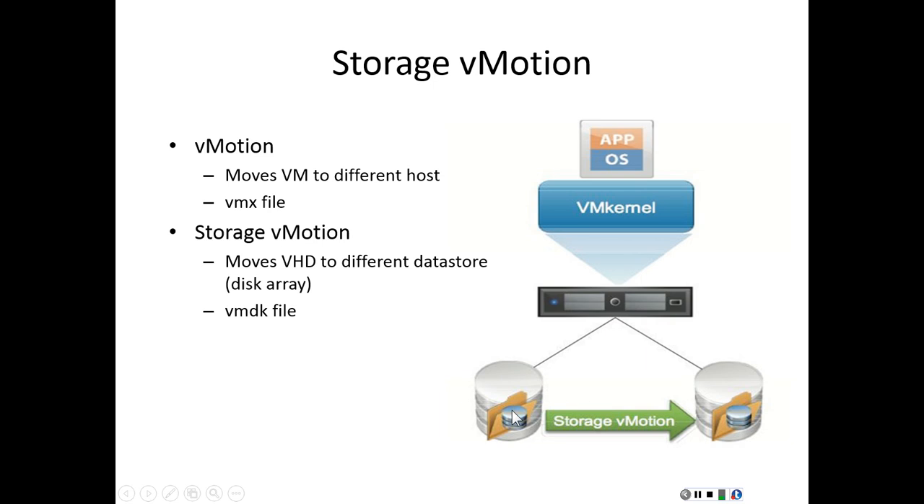Why would we want to do that? Well, perhaps we are doing maintenance on this disk array, and we want to have the virtual machine continue to be available to the users, so then we will move it to the other disk array. Or we might do it because we're running out of space on this disk array and we have more space on this disk array. Storage vMotion allows us to move a virtual hard disk to a different data store while the machine is still running, so the users are not disconnected.